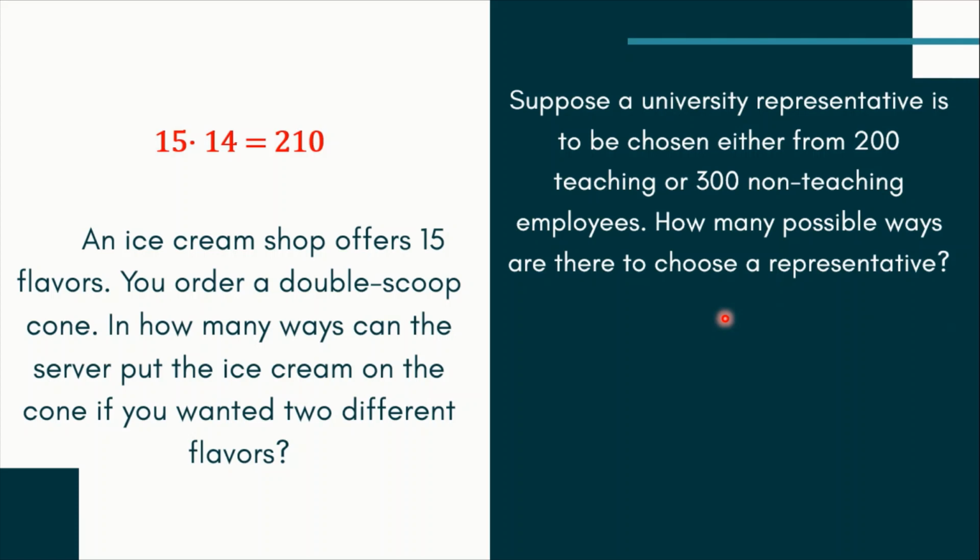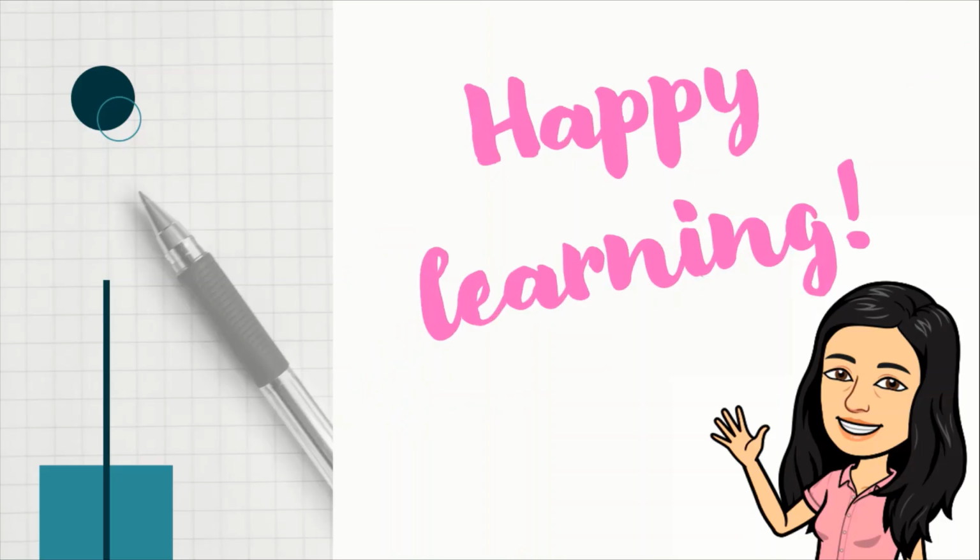So, in this case, we are going to use the addition rule. So, we simply add the number of options or choices for each activity. Sa teaching employees, ilan ang ways or ilan ang options natin? We have 200. At sa pagpili ng non-teaching employees, ilan ang choices natin? We have 300. So, 200 plus 300 is equal to 500. So, there are 500 ways. Happy learning!